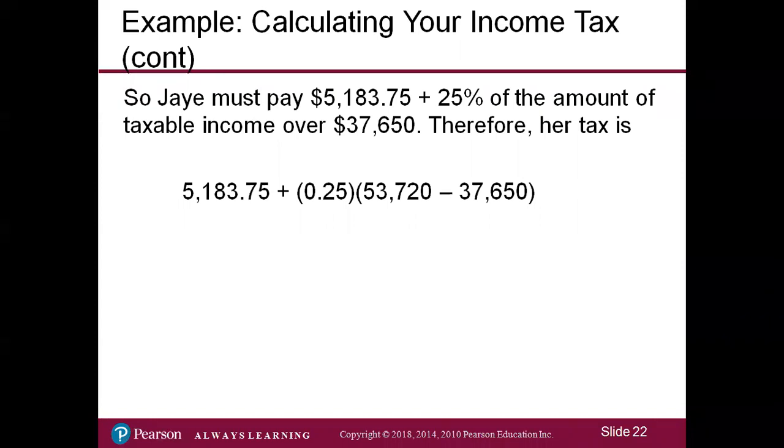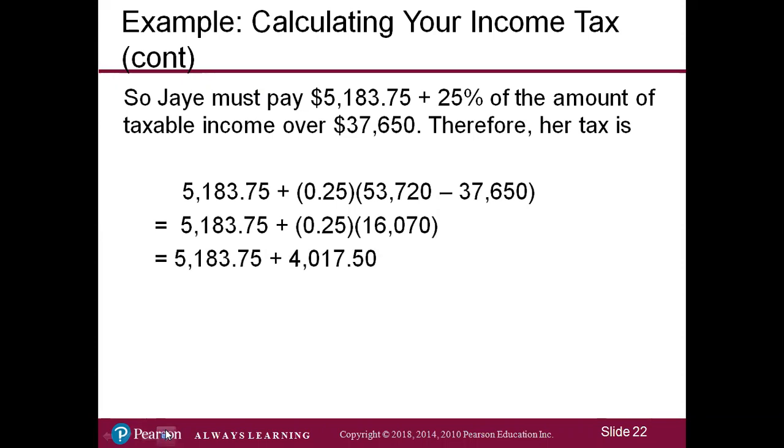$5,183.75 plus 25% of the amount of taxable income over $37,650. Therefore, her tax is the $5,183.75 plus 25% of the difference of $53,720 minus $37,650, which equals $9,201.25.